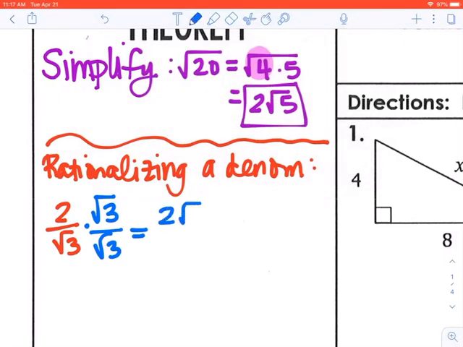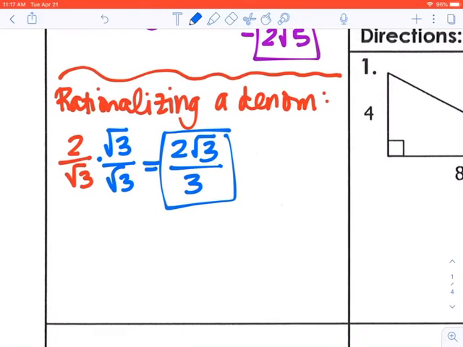We get 2 rad 3. And then on the bottom, rad 3 times rad 3, the reason this works is square root of 3 times square root of 3 is square root of 9, and the square root of 9 is 3. And so the radical just completely goes away. And so now you don't have a radical in the denominator, and you are done. You've rationalized everything, okay?